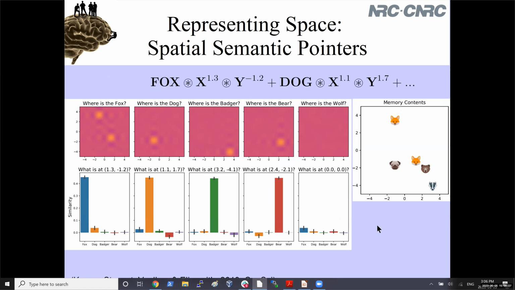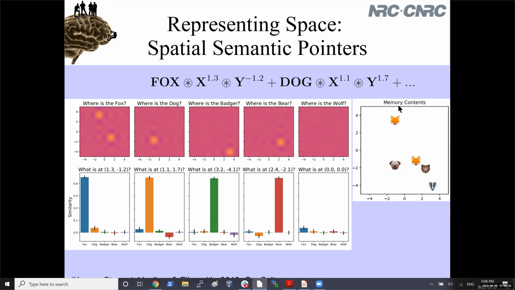So here what we've got is a representation of the situation here on the right. You've got a fox at some place, you've got a dog, you've got a bear, you've got a badger, oh, there's 2 foxes. And you can build up a vector representation of that by saying, just what I've got there, a fox at position 1.3, minus 1.2, dog, and so on and so forth. That gives you a vector that represents that whole scene.